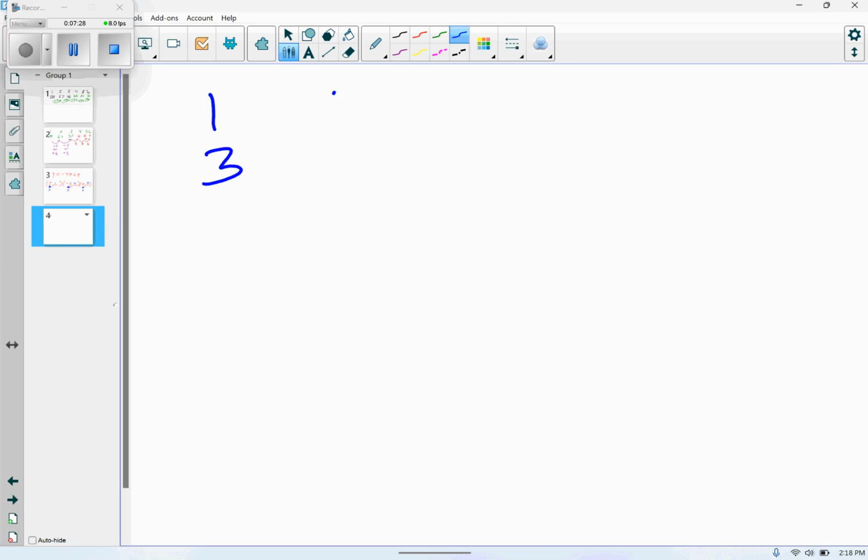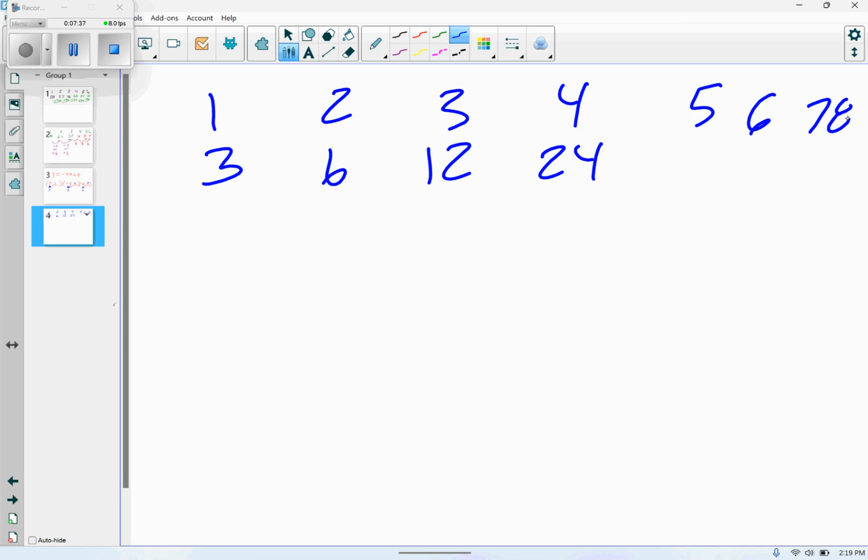So first term's 3, second term's 6, third term's 12, fourth 24, fifth, sixth, seventh, and eighth. So look where it says ready at the top. All right, so talk to me, my friends. What does it appear that it's doing from here to here, here to here? Thank you. Multiply by 2.